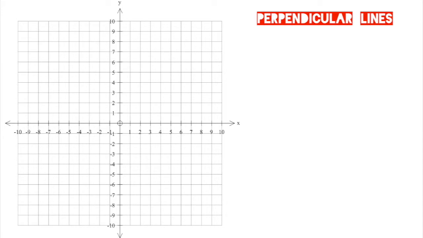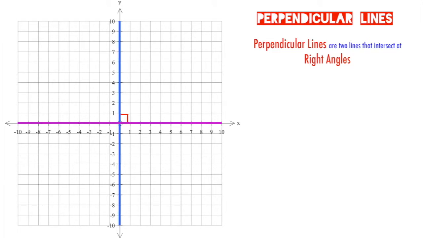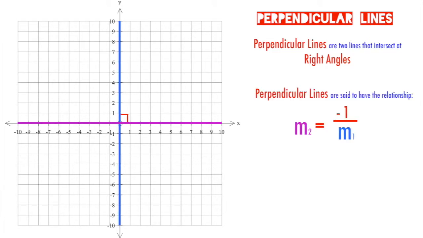So now it's time to have a look at some of the theory when working with perpendicular lines. Perpendicular lines are two lines that intersect at right angles, as can be seen on the graph at the left. These lines have the following relationship: m2 is equal to negative 1 on m1, where m2 is the gradient of the line that you're looking for and m1 is the gradient of the line that you know. For this explanation, m2 will be the gradient of the purple line and m1 will be the gradient of the blue line.